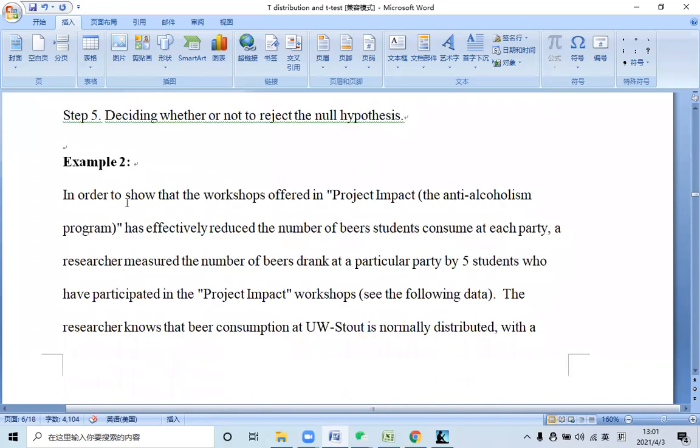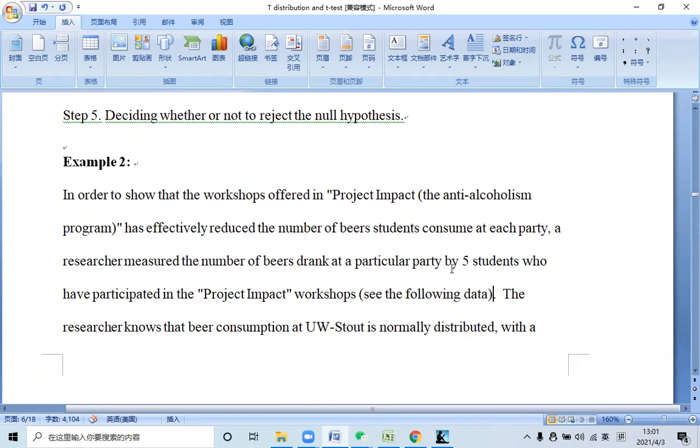Let's look at another example. In order to show that the workshop offered in an anti-alcoholism program has effectively reduced the number of beers students consume at each party, a researcher measured the number of beers consumed at a particular party by students who have participated in the workshops. You have the data.